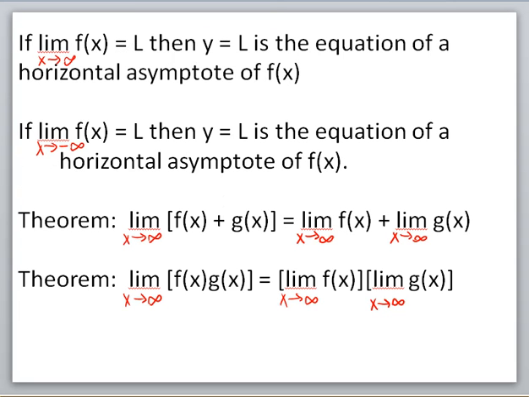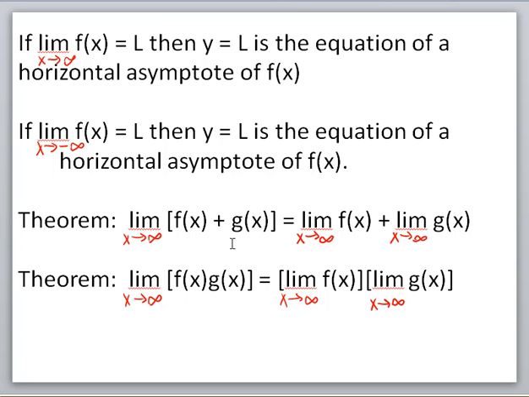So what I have here on the screen is that if the limit as x approaches infinity of f of x equals L, then y equals L is the equation of the horizontal asymptote of f of x. Also, you need to check as x approaches negative infinity, if the limit equals L, then y equals L is the equation of the horizontal asymptote.